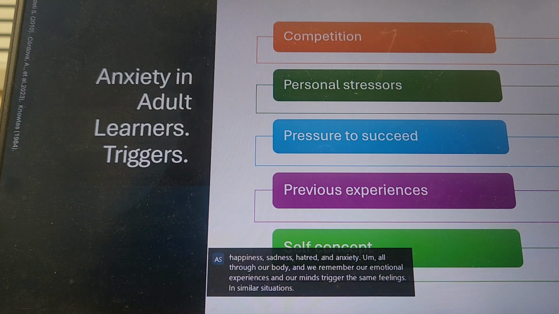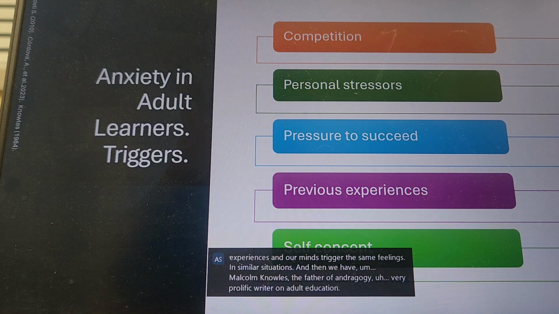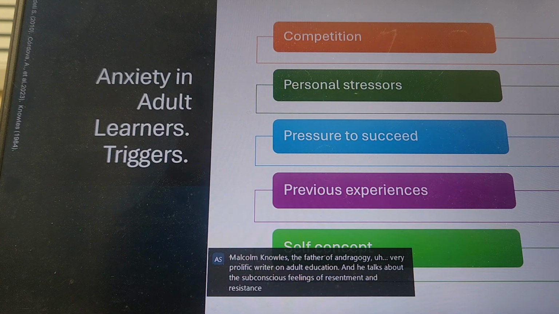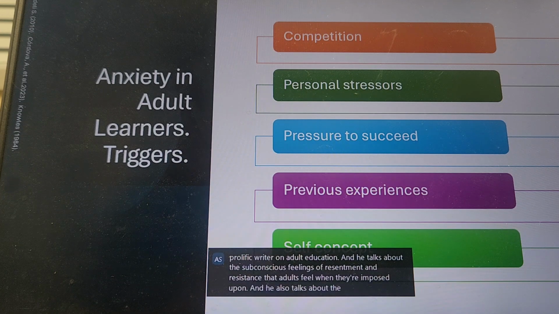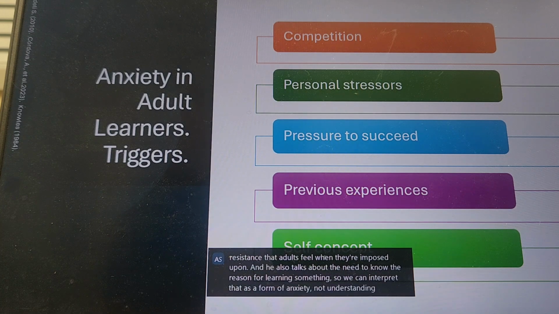And then we have Malcolm Knowles, the father of andragogy, a very prolific writer on adult education, and he talks about the subconscious feelings of resentment and resistance that adults feel when they're imposed upon. He also talks about the need to know the reason for learning something. So we can interpret that as a form of anxiety: not understanding, not knowing, or a fear of what we don't know.